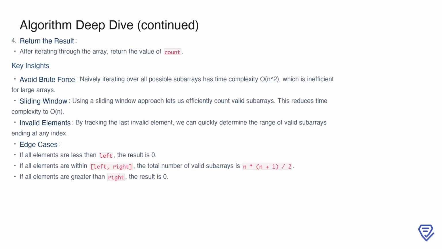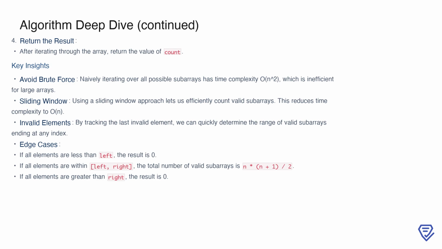The sliding window approach is what makes this algorithm efficient. By avoiding the naive method of checking all subarrays, we reduce the time complexity from O(n²) to O(n). This is achieved by leveraging the position of the last invalid element and dynamically updating the count of valid subarrays at each step. It's also essential to consider edge cases.